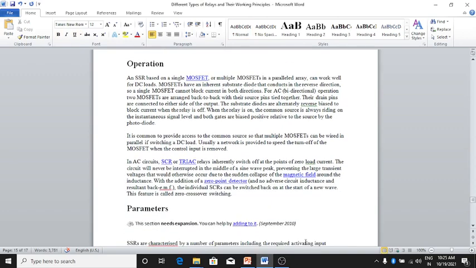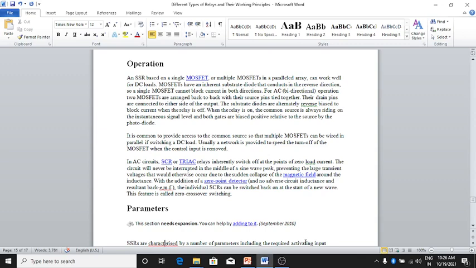Operation of solid state relay based on a single MOSFET. Multiple MOSFETs in a parallel array can work well for DC loads. MOSFETs have an inherent substrate diode that conducts in an inverse direction, so a single MOSFET cannot block current in both directions. For AC bidirectional operation, two MOSFETs are arranged back to back with their source pins tied together. Their drain pins are connected to the other side of the output.